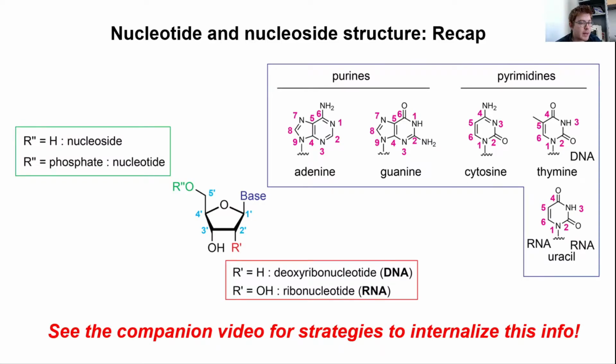Okay, so just to recap what we learned in the previous video, we talked a lot about nucleotide structures. And I put up this slide here at the end of the last lecture. And I'm showing it to you again because you really need to internalize the information on this slide so that you'll be able to understand what we're talking about when we're talking about different nucleotides and different nucleobases and 5' phosphates and all of these things.